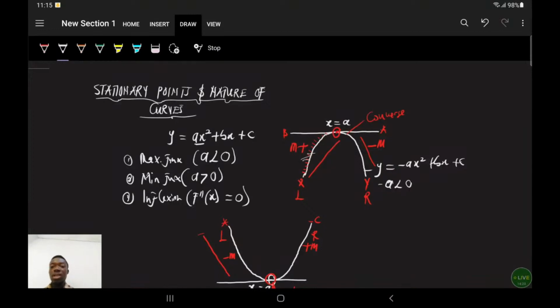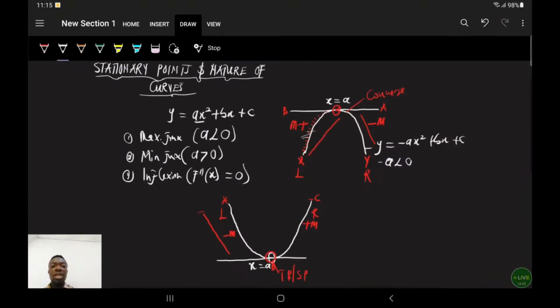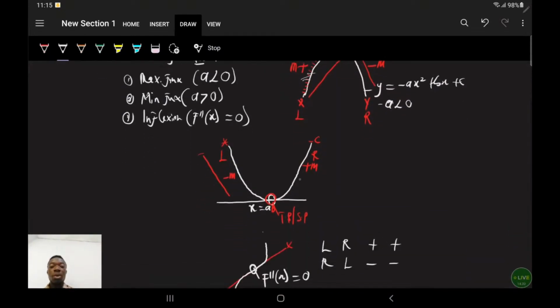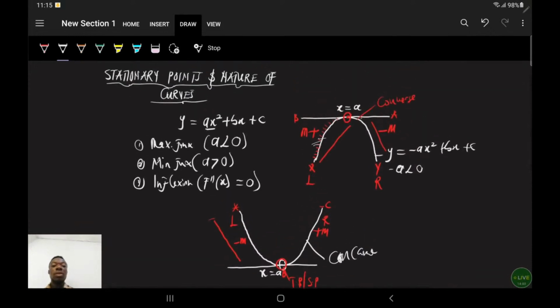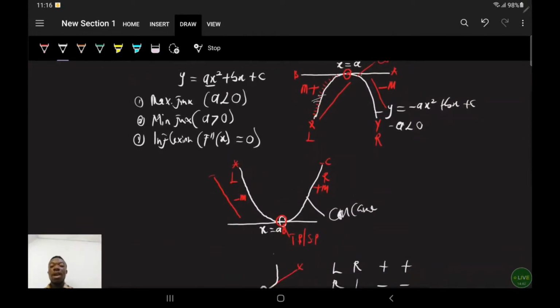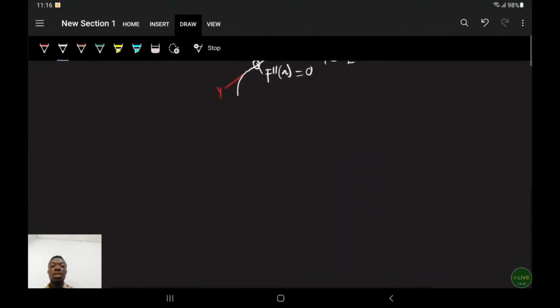So that is the nature of a curve. As I've indicated here, the maximum one we can call the convex curve, and the minimum curve we are going to call the concave curve. So let's take note of that. So in summary, if I have my Cartesian plane x and y, let me have it here.